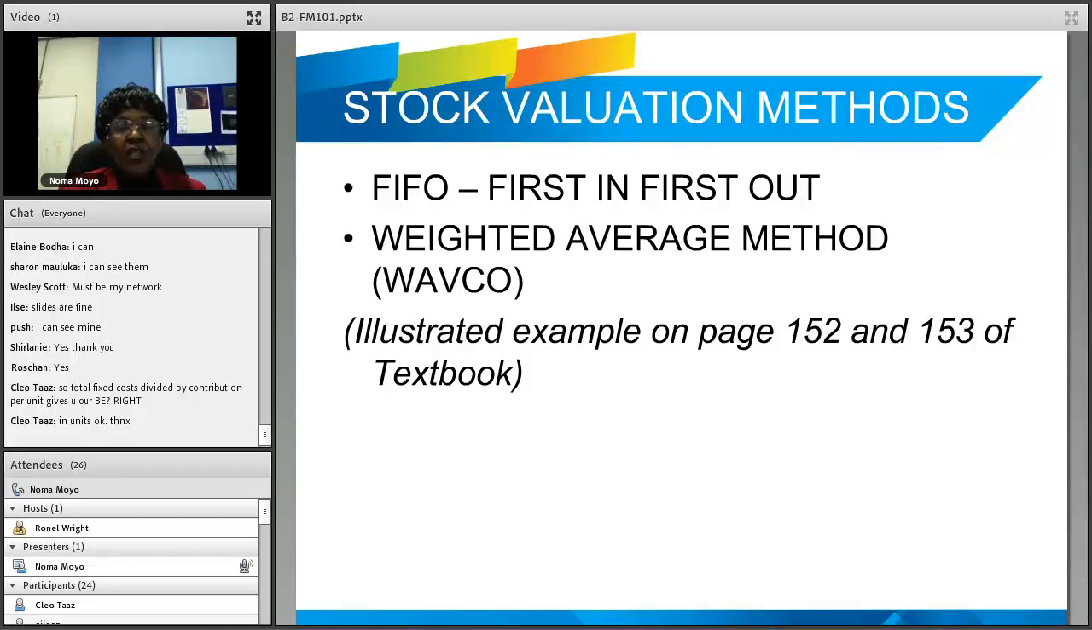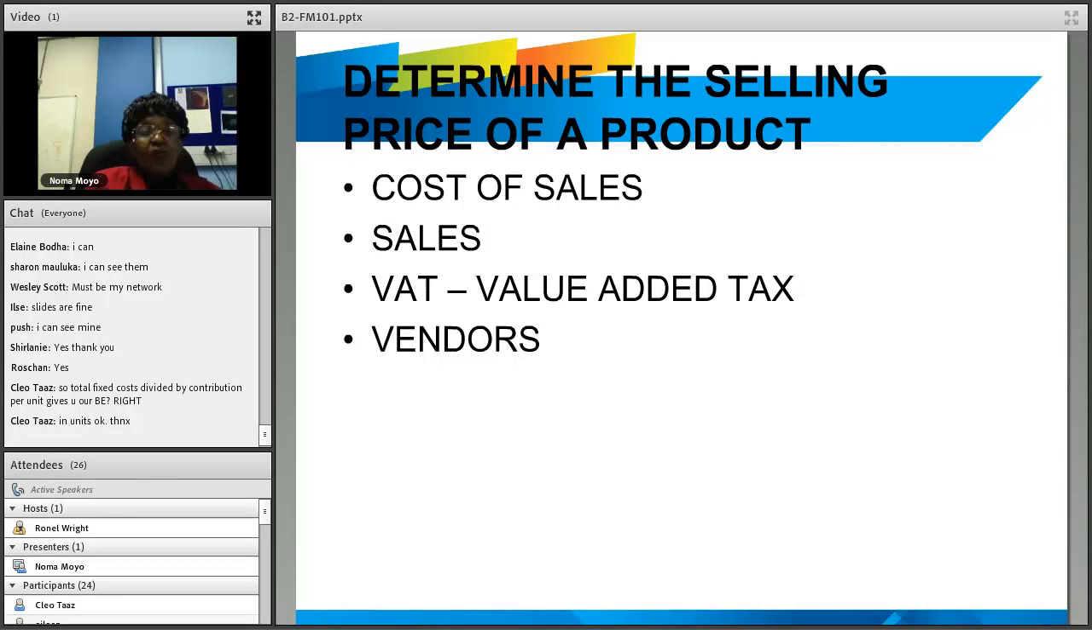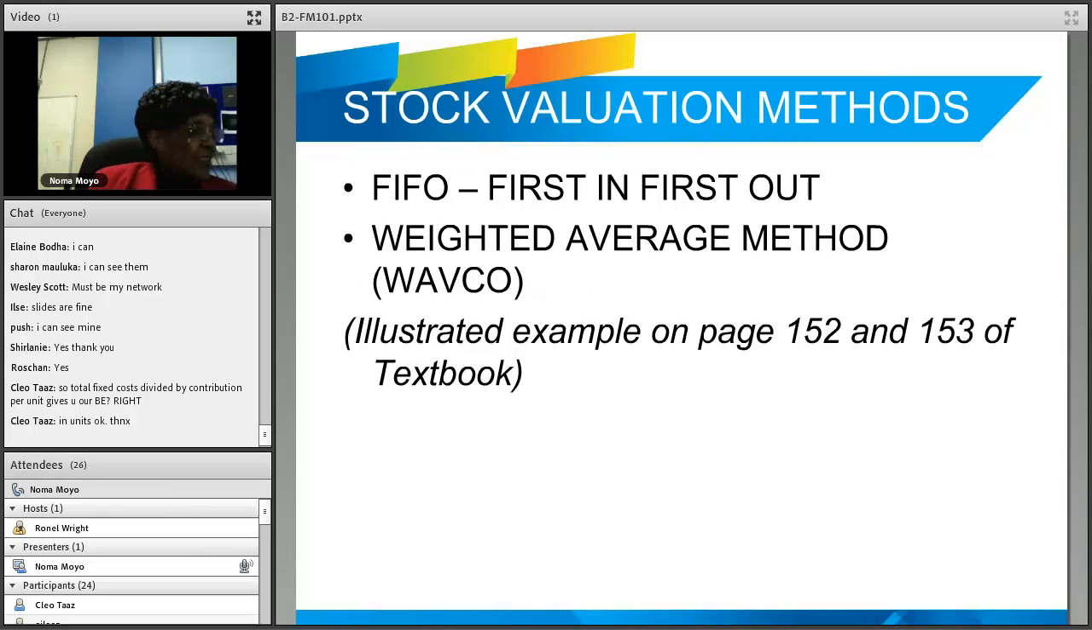Then we have what we call stock valuation methods: FIFO, which is first in, first out, LIFO, last in, first out, and weighted average. These you can see on page 152 of the textbook. In fact, from 151 you have economic order quantity. Please practice that. Let's look at FIFO. I'll just go through FIFO for you to understand, and weighted average.